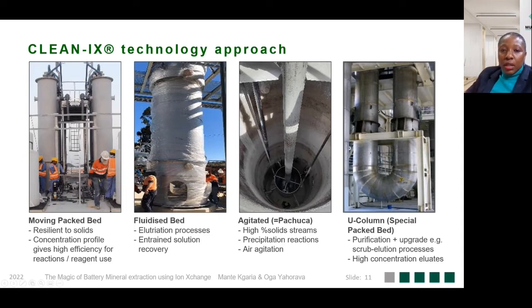And a novel, also just to add on, with the ion exchange contactors, a novel column that is offered is the U column, which is a specialized elution column that is used to deliver richer liquors that can be used for subsequent unit processing, such as electrowinning and crystallization.